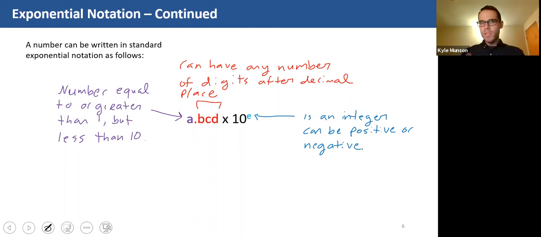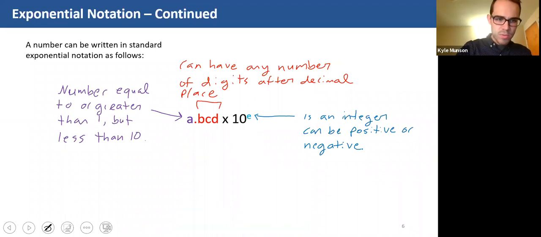All right, so let me just give you a few examples here. Before I do that, let me just summarize everything that's here for us. So A is a number that is equal to or greater than 1, but less than 10. All right, then there's a decimal point. And then you can have any amount of digits after that decimal place, okay? And then E here, the exponent, is an integer, a whole number that could be positive or negative.